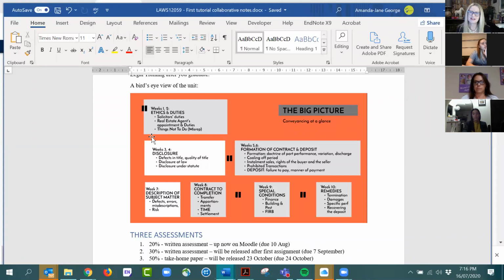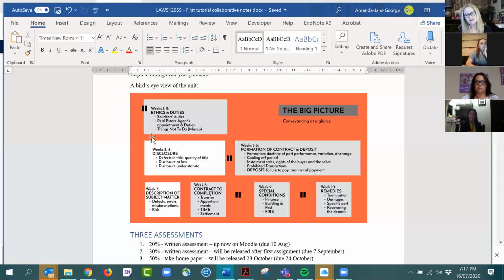That's also very sensible to have early on in the text. And then all of a sudden in weeks 5 and 6, you get formation of contract and deposit. I'm unsure whether that needs to stay there, but anyway, week 7 then flips back to description of subject matter. Then it goes to contract to completion, and then it swings back round to special conditions and finally remedies.